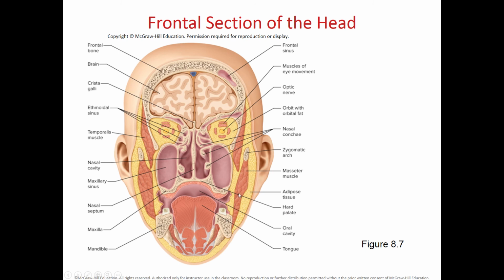This is the frontal section of the head, just to show you that we have some cavities, like in the case of the mouth will be the oral cavity, this will be the nasal cavity, and then here we have the frontal sinus, here we have the maxillary sinuses, etc.